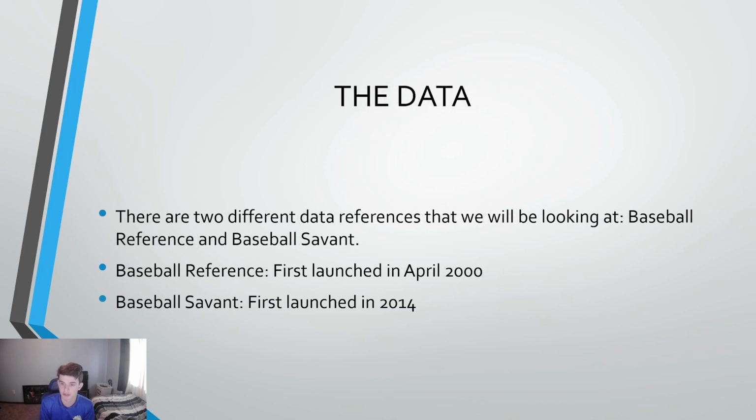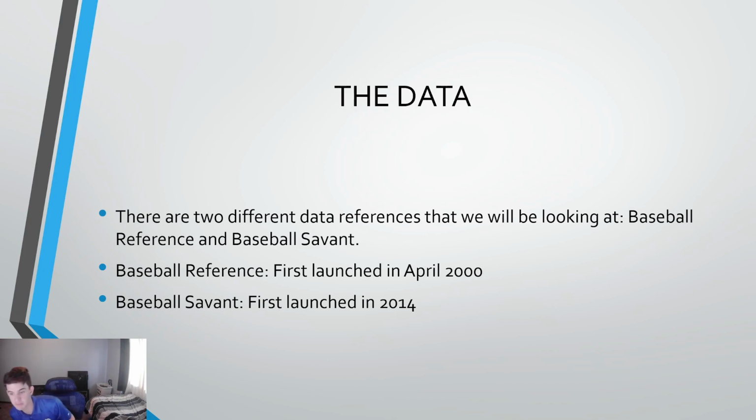An introduction to our data. The data we'll be using for this project comes from 2 different sources, 2 different references: Baseball Reference and Baseball Savant. Baseball Reference was first launched in April 2000. Just a bunch of nerds who wanted to see the stats from years before, and just compiled them all into one website, and they are still doing it today.